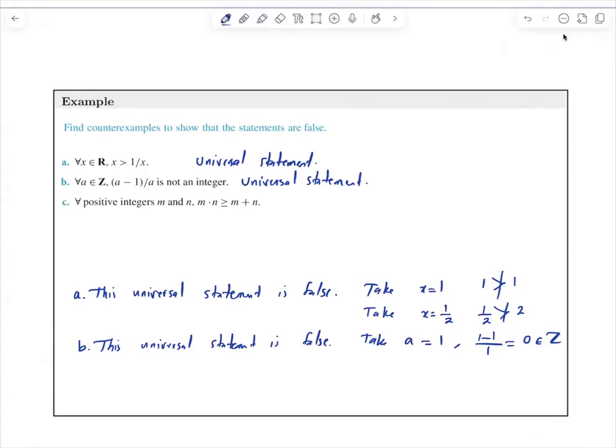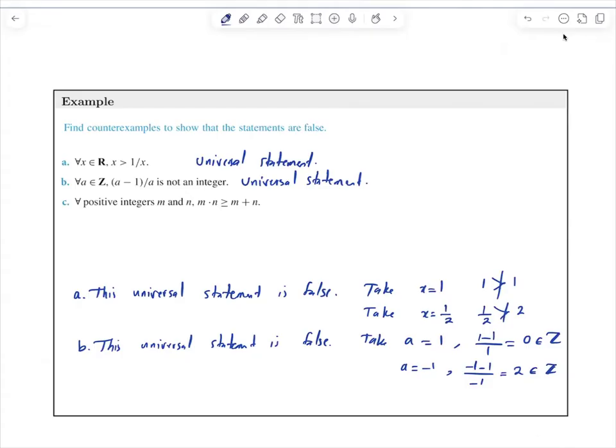For example, you might be interested in using A to be like negative 1. Negative 1 minus 1 divided by -1 is -2 divided by -1, which is 2. It's another integer. So we found a counterexample.